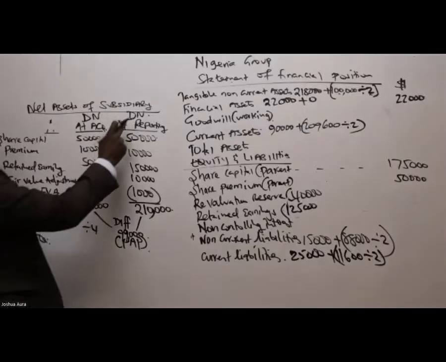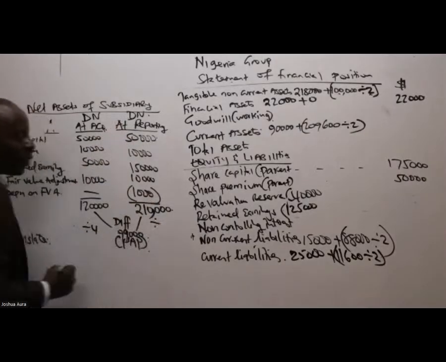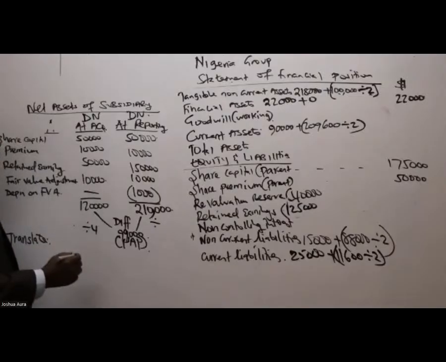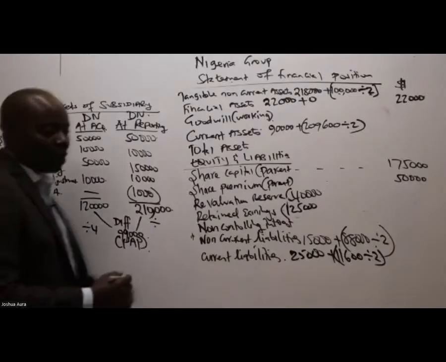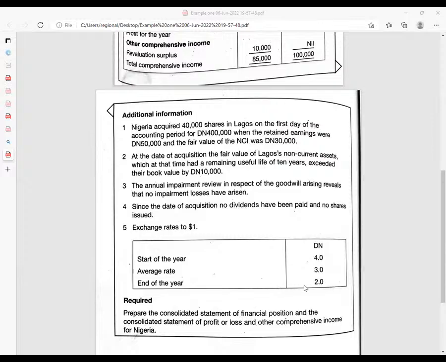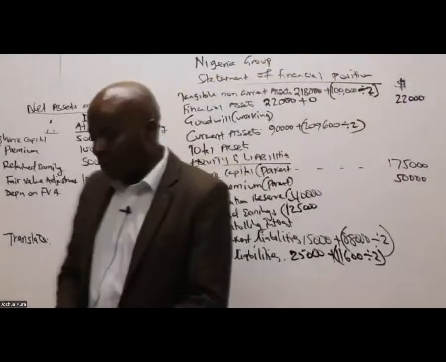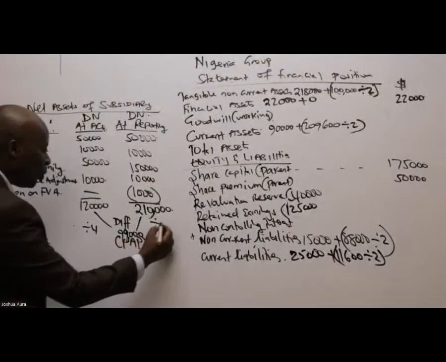And then we have net assets at reporting. So this one, use the closing rate. Do we have the closing rate? Oh, yes, we do. They have given us the end of the year. This is the closing rate. It is 2. The closing rate is 2.